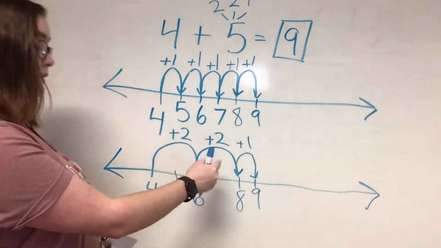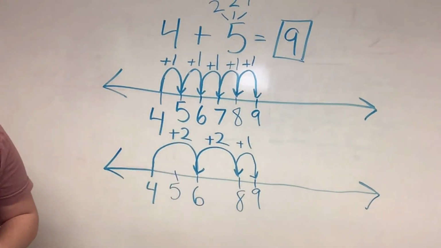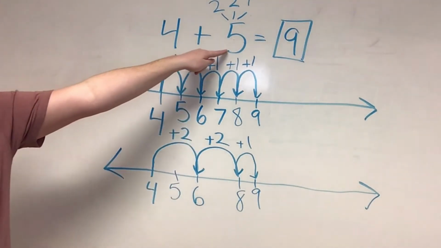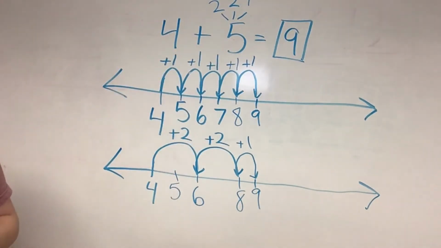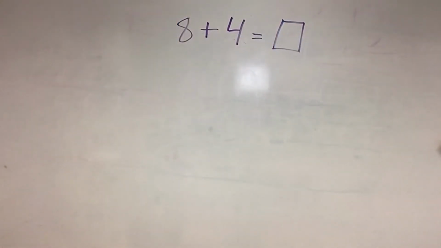So I can make the bigger jumps, but I have to make sure that I'm still jumping the correct amount, which is 5. So, good job, guys. Now we're going to do the same thing with slightly bigger numbers.